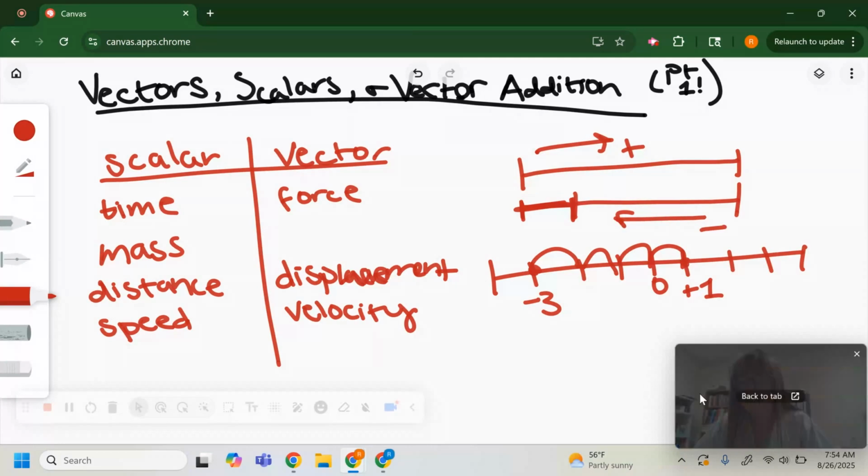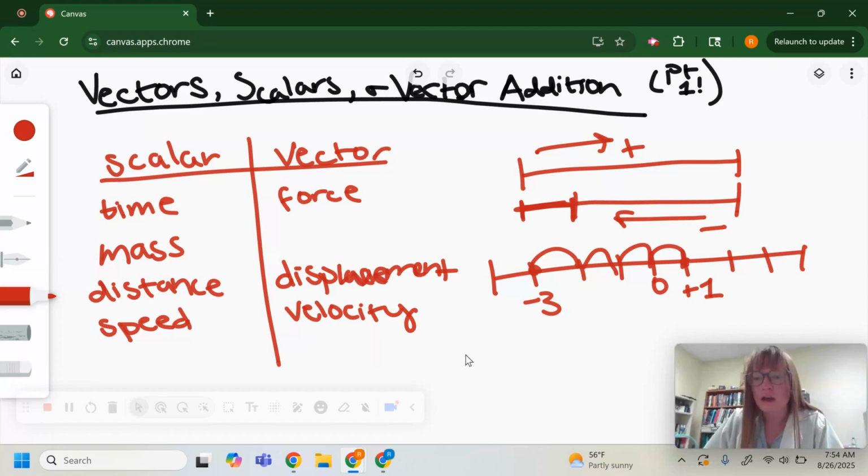Now, here's something that some students think: oh, so if I'm going this way and this way is forwards, and then I start moving backwards, that's negative. But if I just turn around, now this way is positive. That's not the way that we define positive and negative. We don't define positive and negative based on which way you are facing. We define positive and negative based on direction. So we would say this direction is always positive and this direction is always negative, regardless of which way you're facing.